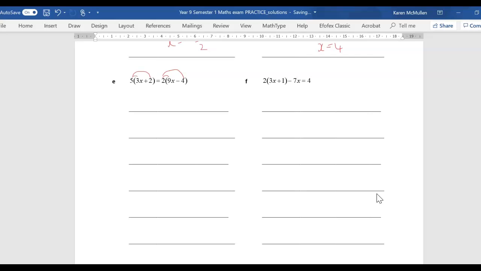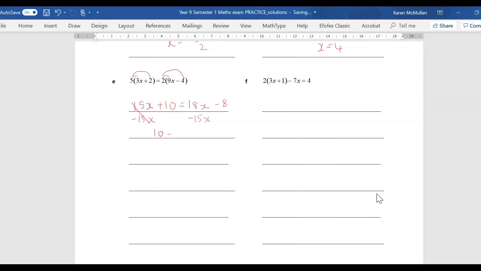All right, so we've got 5 times 3x is 15x, and 5 times 2 is 10. Then 2 times 9x is 18x, 2 times negative 4 is negative 8. Now it's kind of similar to the previous one we did, and this is what I was saying, subtract the smallest value. So I've got 15x and 18x, so I'm going to subtract 15x from both sides, just so I'm dealing with positive.